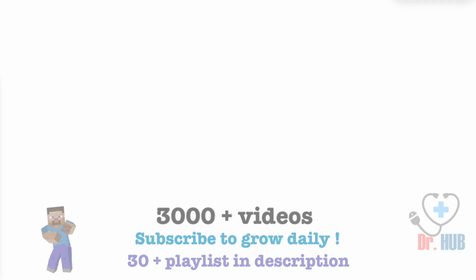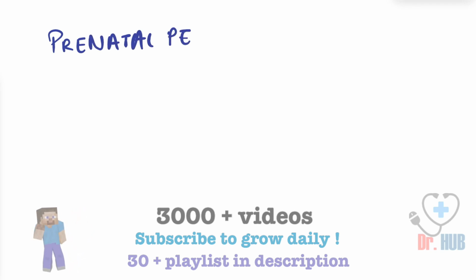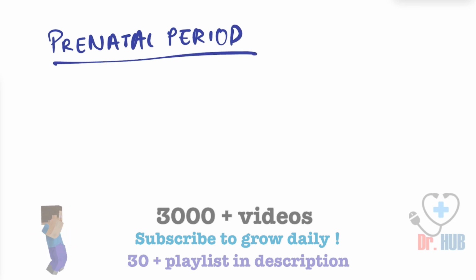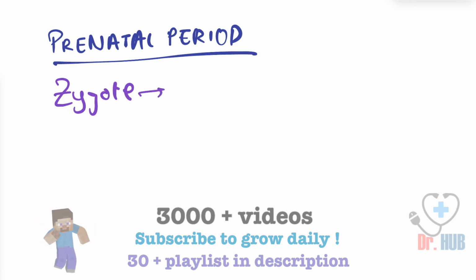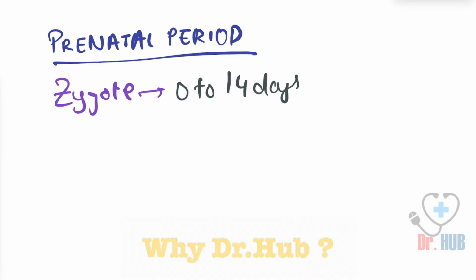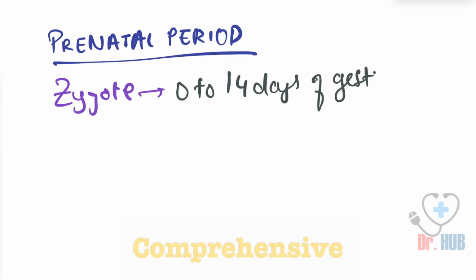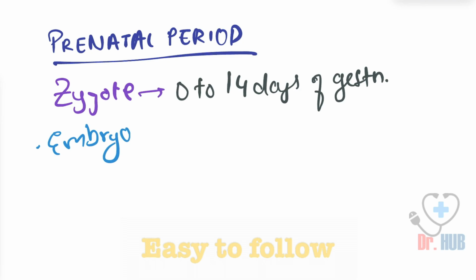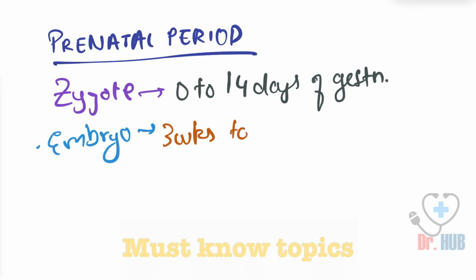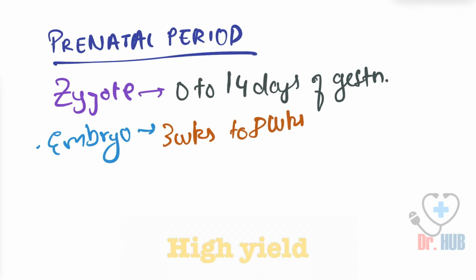To begin with, firstly, we look at the prenatal period. Under this prenatal period, it includes the zygote. The zygote is from 0 to 14 days of gestation. Next, we have another term known as the embryo. The embryo is from 3 weeks to 8 weeks.